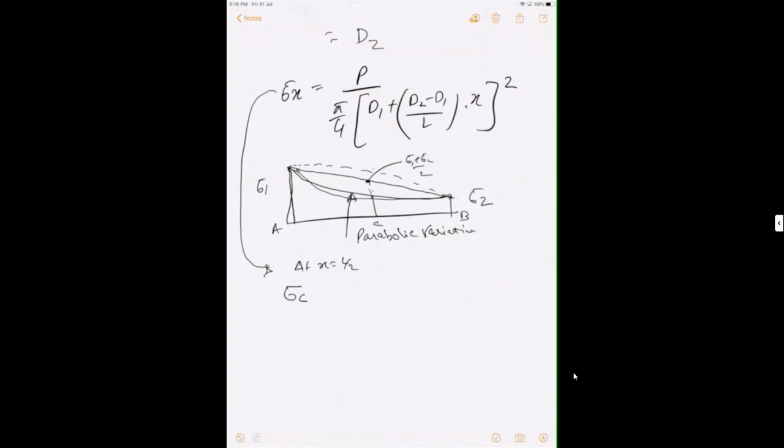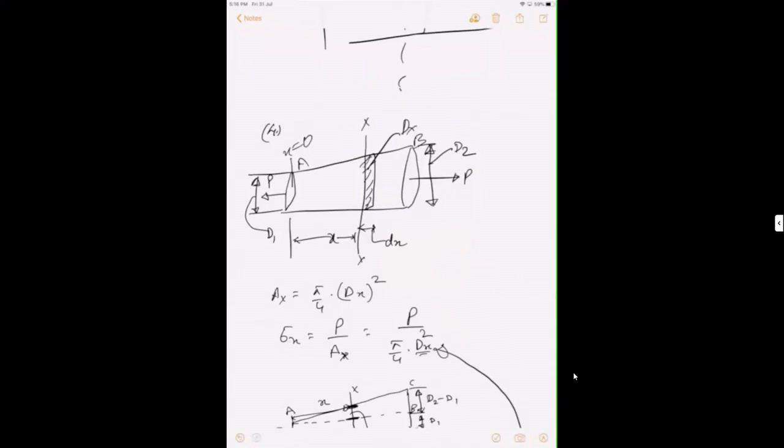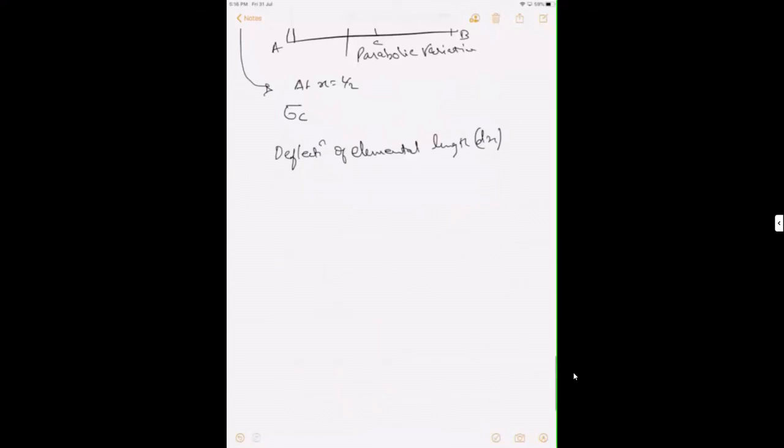Now we want to calculate deflection. Our primary objective was to calculate the deflection of this elemental length dx. This was our elemental length dx, this one. So we want to calculate the deflection at this point. The deflection delta will be equal to P into dx, that is our length dx, upon Ax into E. To calculate the total deflection, we will integrate this.